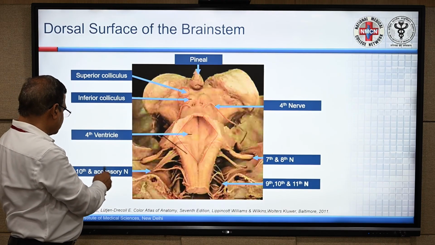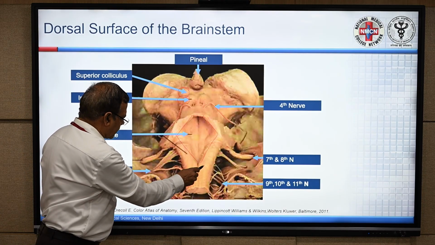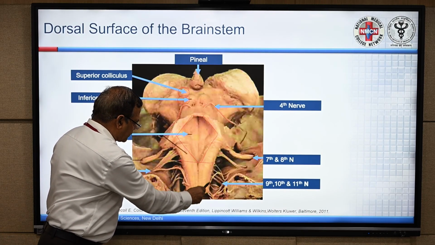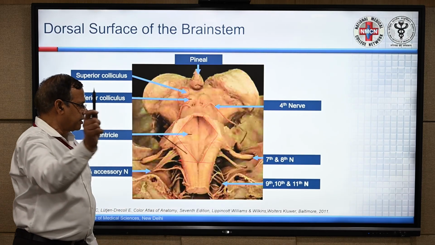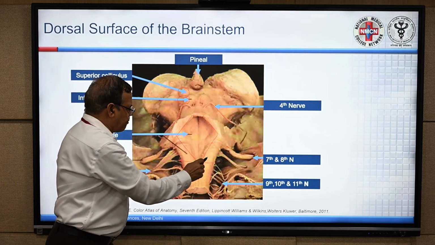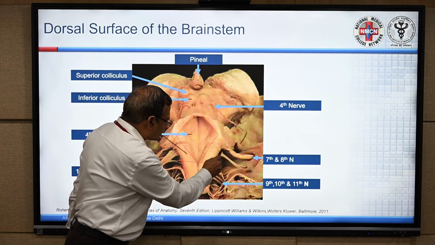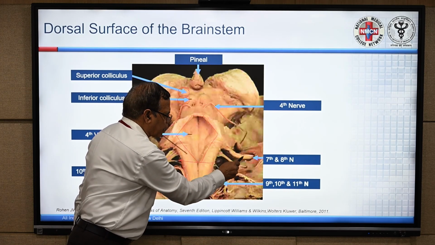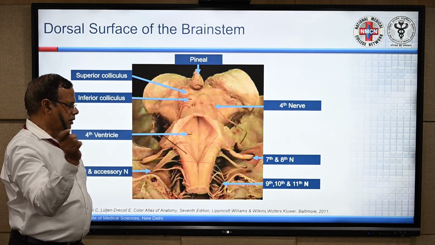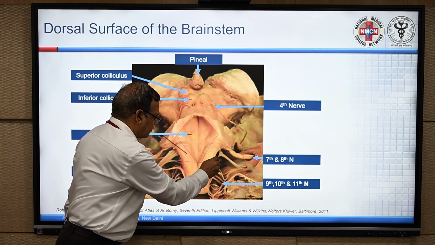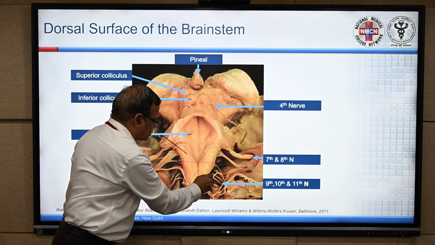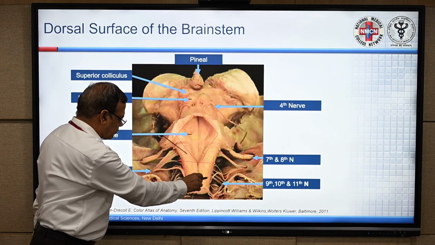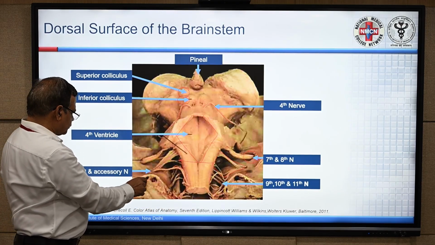And the other structure you can see from here is the medulla. This whole thing is the medulla, and the nerves coming out from the medulla are the 7th and 8th nerve entering into the internal acoustic meatus, then the 9th, 10th and 11th nerve entering into the jugular foramen. Here the 9th, 10th, 11th nerve extends downwards also.